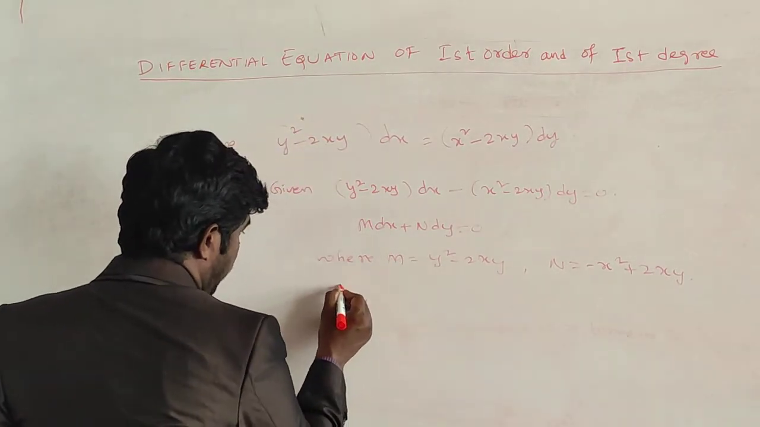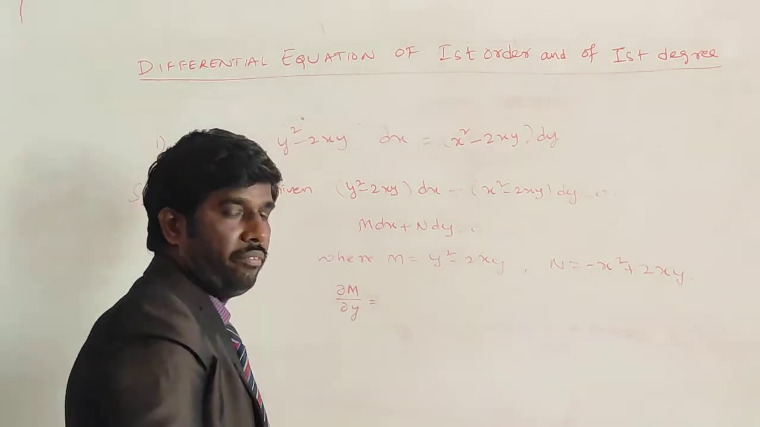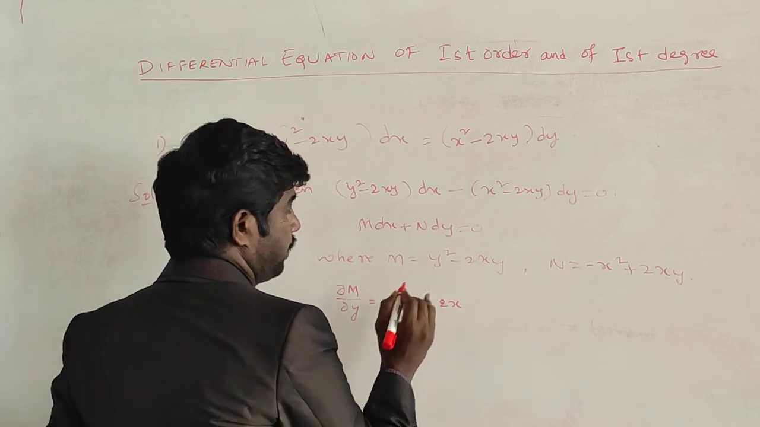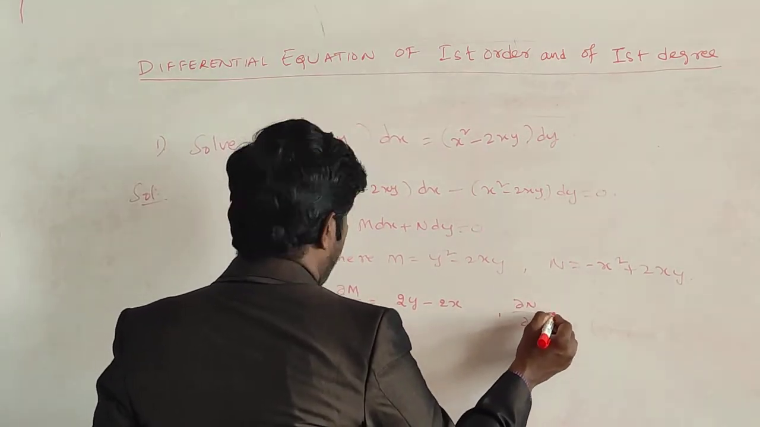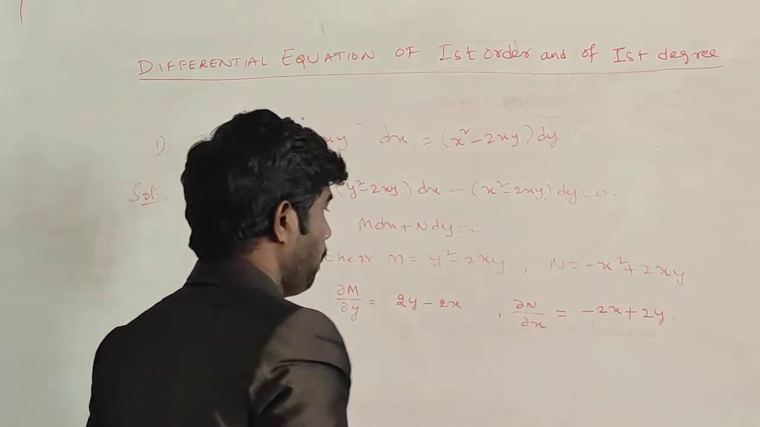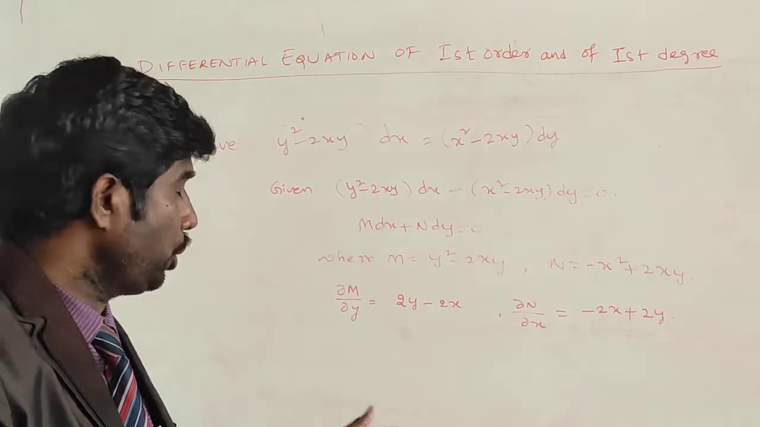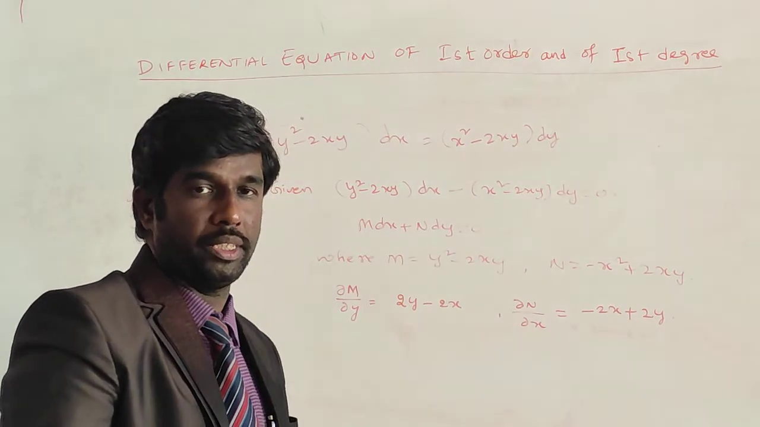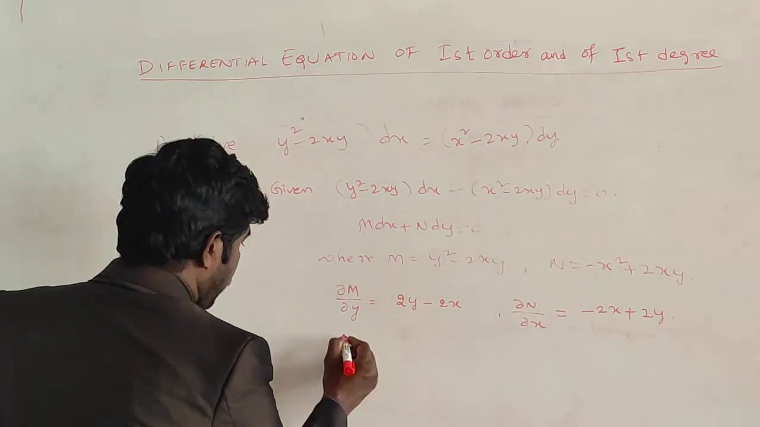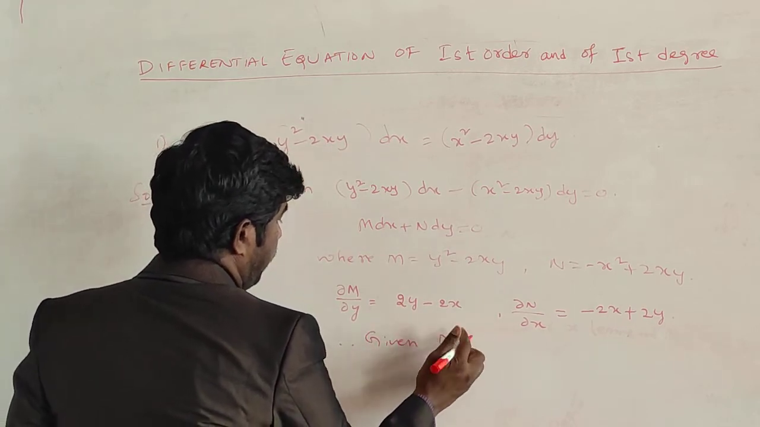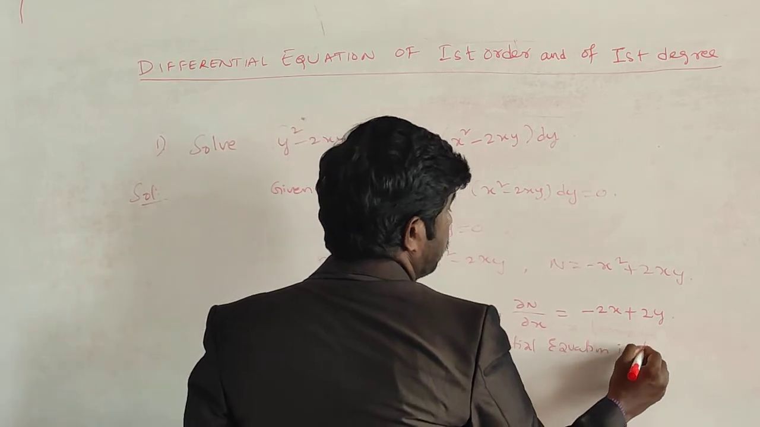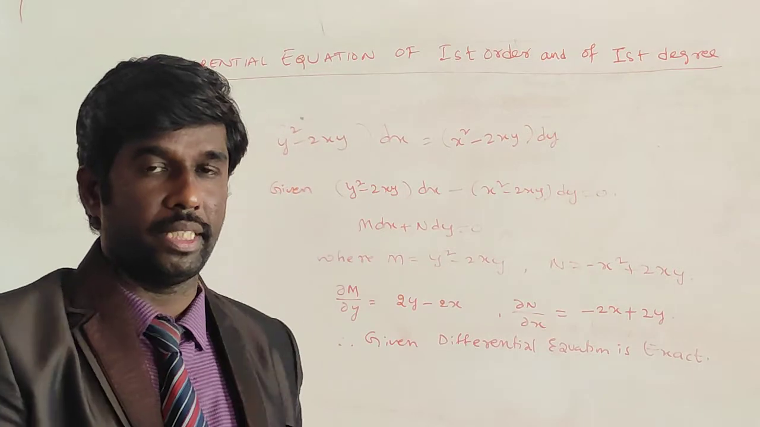So, I am trying to find the partial derivatives of M with respect to y and N with respect to x. So ∂M/∂y is 2y minus 2x. And similarly, the value of ∂N/∂x is minus 2x plus 2y. So you can observe here ∂M/∂y equal to ∂N/∂x, so the condition for exactness is satisfied. So the given differential equation is an exact differential equation. Therefore, the given differential equation is exact.